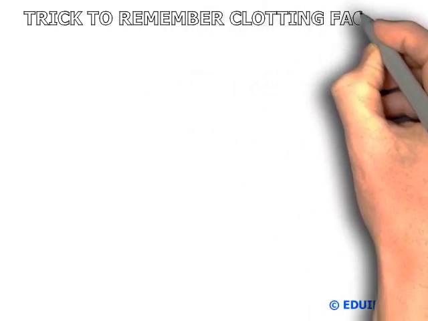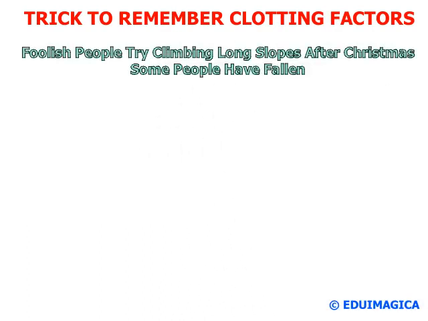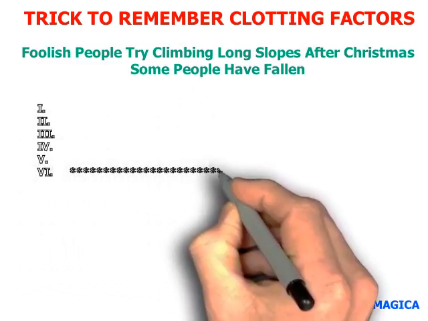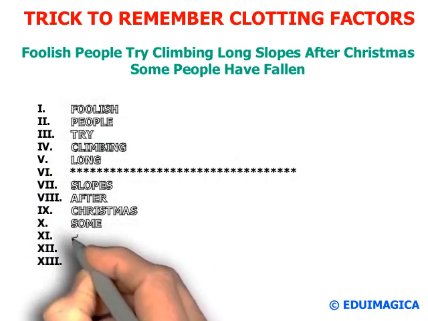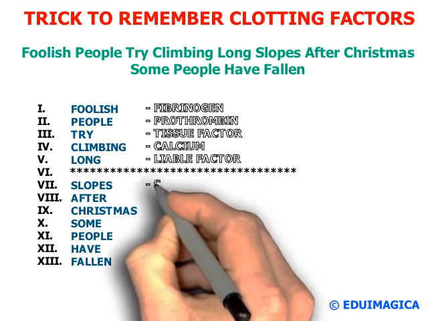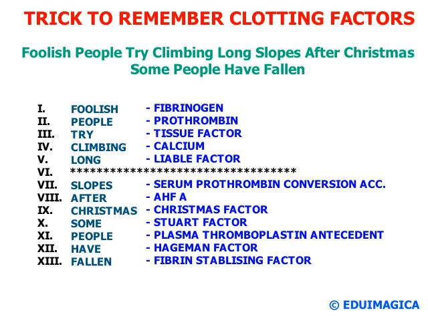So now let me give you a trick to remember clotting factors. It is: Foolish people try climbing long slopes after Christmas, some people have fallen. So here the foolish stands for the fibrinogen, the people stands for the prothrombin, try stands for tissue factor, climbing for calcium, long for labile factor, slopes for serum prothrombin conversion accelerator, after for AHF A, Christmas for Christmas factor, some for Stewart factor, people for plasma thromboplastin, have for Hageman, and fallen for fibrin stabilizing factor.